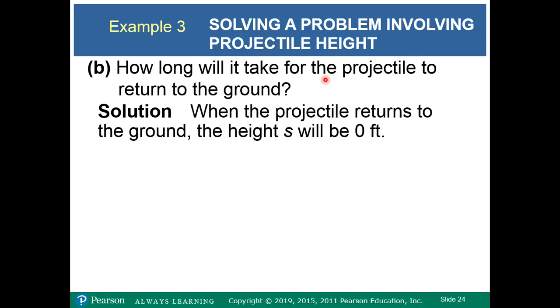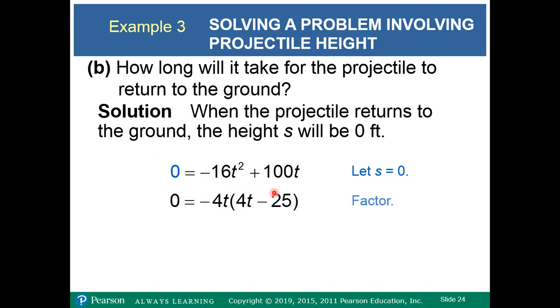Now, how long will it take for the projectile to return to the ground? Well, that's when the height is going to be 0. So we're asking ourselves, when is the height of the projectile equal to 0? It's equal to 0 when t is equal to 0, but we want the other value. Obviously if t is equal to 0, it's on the ground, so we don't care about that one. What we want to do is factor out the t and solve for the other factor. So factor out negative 4t.